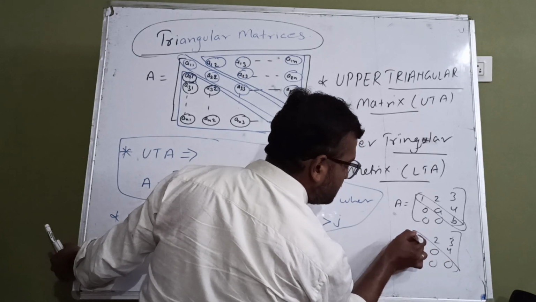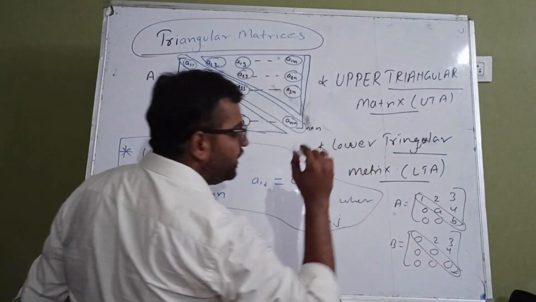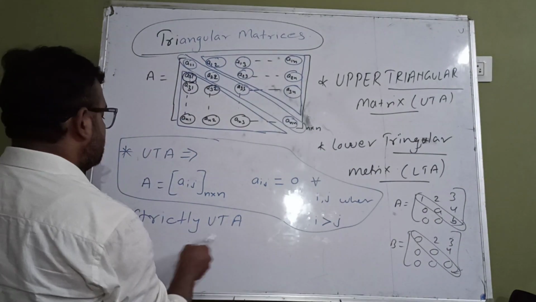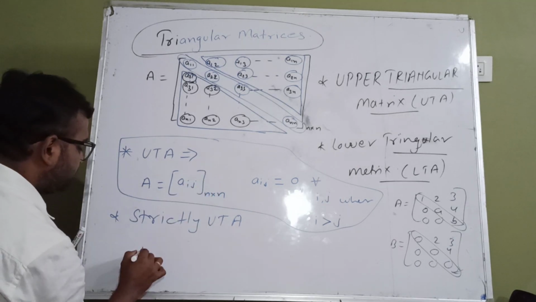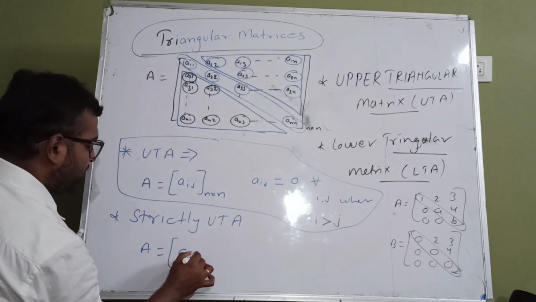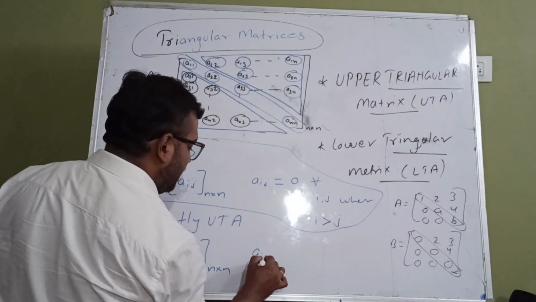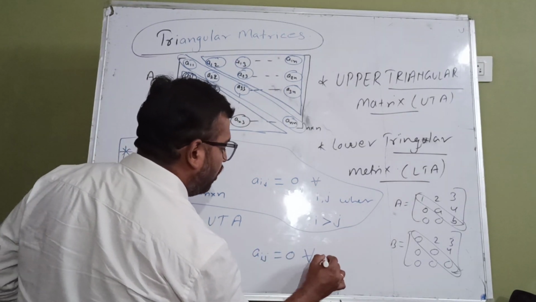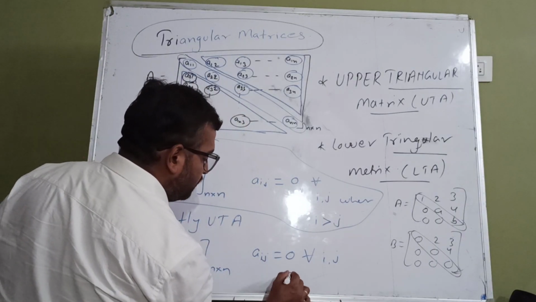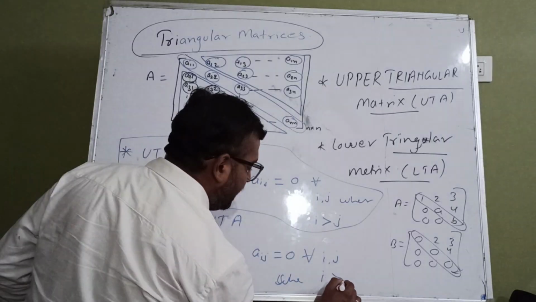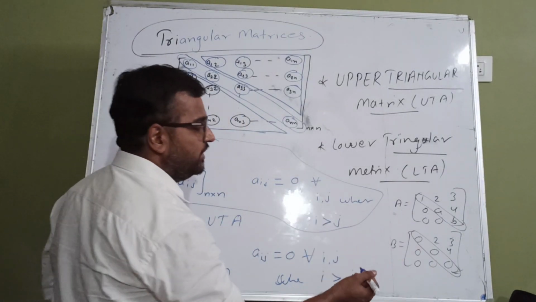All the elements below the diagonal elements are 0, including all the diagonal elements, which are also 0. So this is said to be the strictly upper triangular matrix. And how can the general representation be written? Aij, where A is an n by n square matrix, and Aij equals 0 for all i, j where the condition is i is greater than or equal to j.